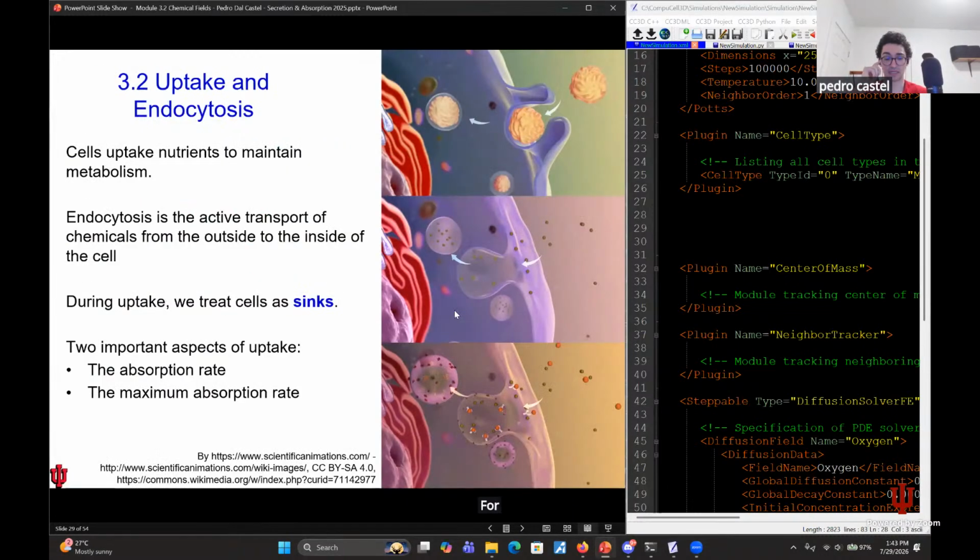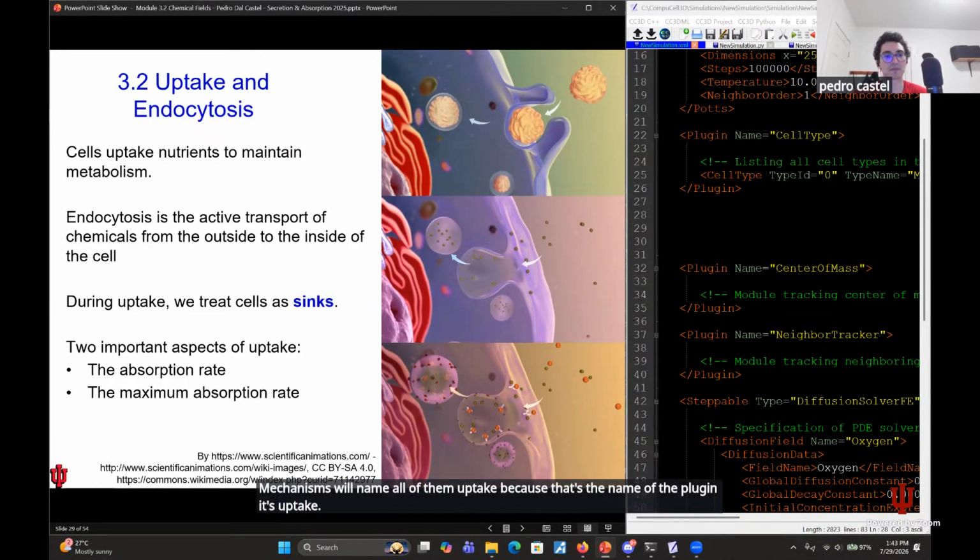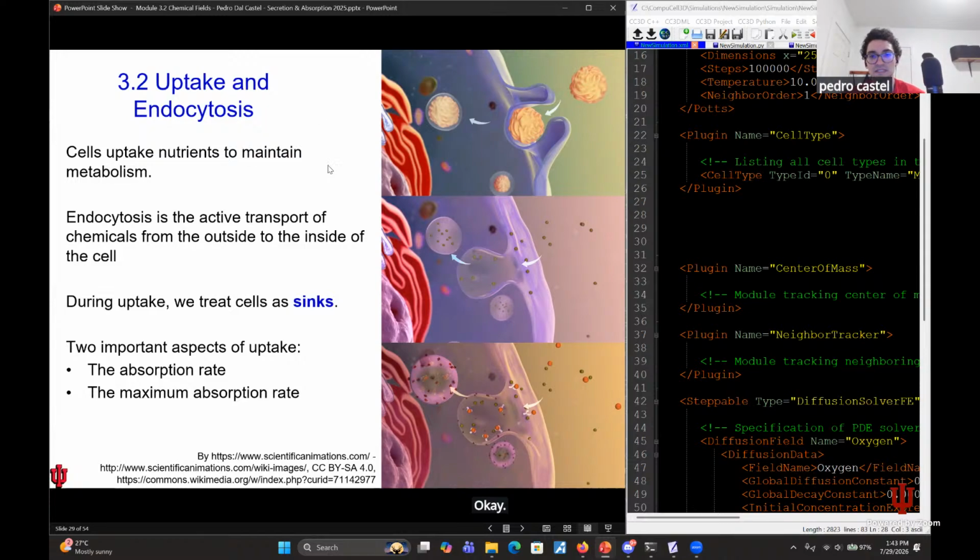For uptake and endocytosis, again, same idea: you are removing material from the field. So we will model all those removal mechanisms. We will name all of them uptake, because that's the name of the plugin. For uptake, the cells will behave as either sinks or decay places, places where the field will reduce in amount. There are two parameters, the maximum absorption rate and the relative absorption rate.